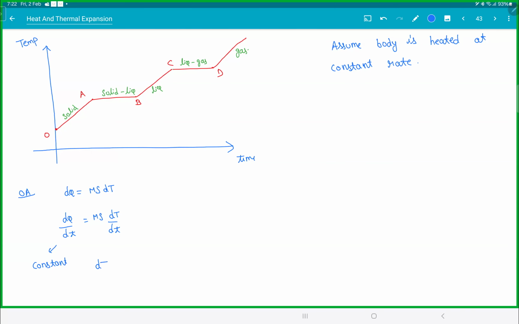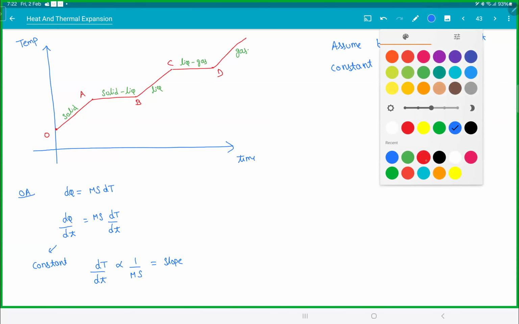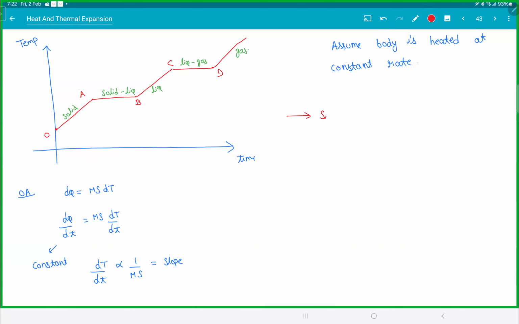So from here we get that the rate of change of temperature per unit time is proportional to 1 by ms. This is your slope, isn't it? That means the slope of the line OA is proportional to 1 by mass of the body and specific heat of the solid.